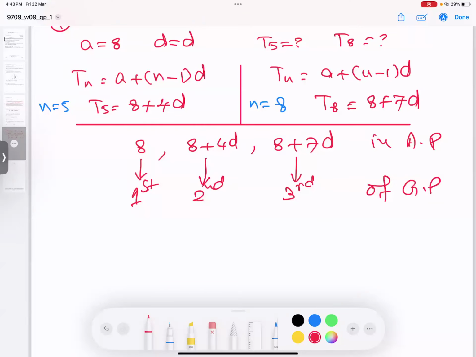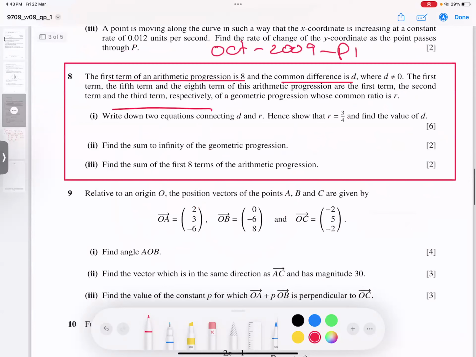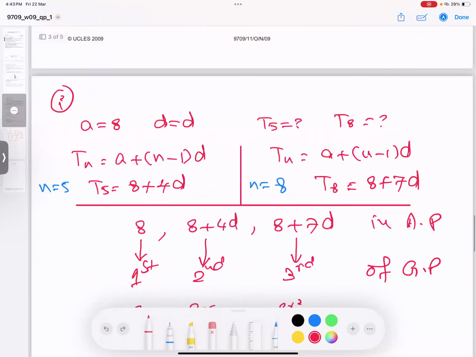And you know, all of you know, the first term is 8 according to the statement. So you know how to get the second term of GP: multiply with R, 8R. How to get the third term: multiply with R again. I get 8R to the power 2. So he said here, make two equations. Read the statement, please. Make two equations in D and R, and then show R is 3 by 4, and find D as well.